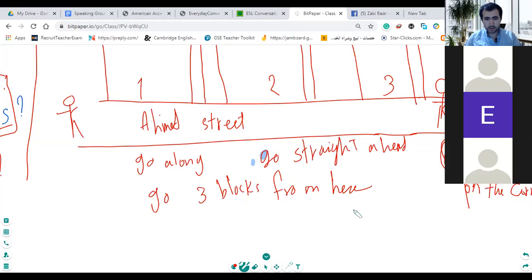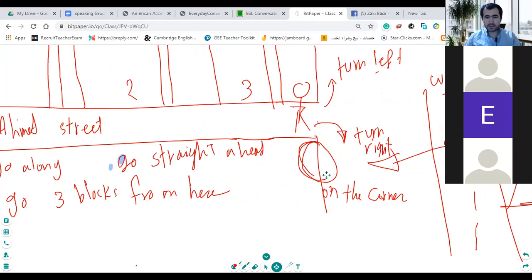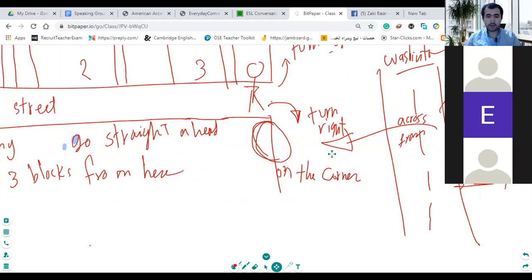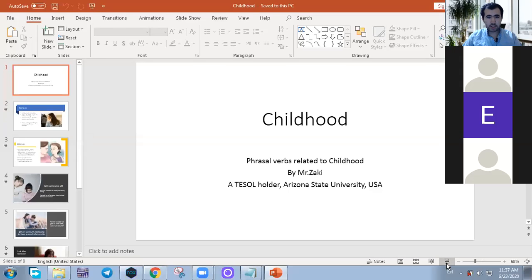There are many ways, right? Turn right, turn left, on the corner, across from the bank, and so on. Okay, very good. Now it's very simple to imagine the situation. Now we're going to take some phrasal verbs related to our topic for today, which is childhood. So I'm going to open it now.